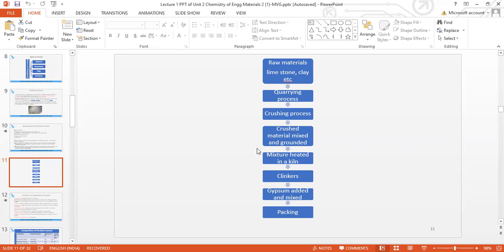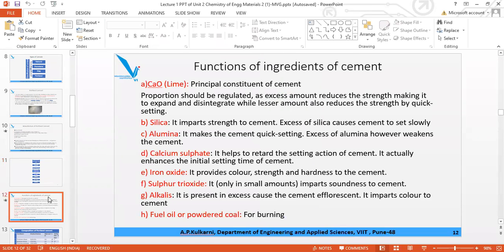The mixture is heated in the rotary kiln, and as soon as you find that some dark color, black color fumes are coming, at that stage you will add the gypsum, and then you will cool it, you will pack it and store it, and you can transport it from one place to another. So that is the total method of the flowchart for the preparation of Portland cement.